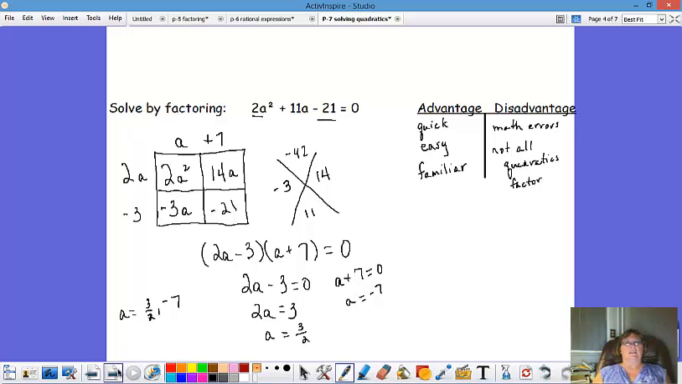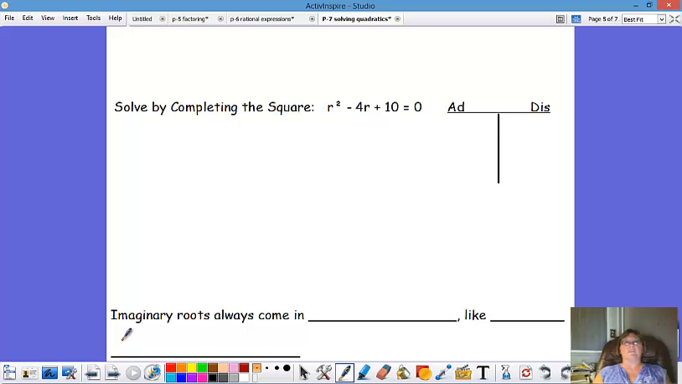So let's take a look at a method that does exactly that, one that does work all the time. And that is called completing the square. You probably learned this method in your Algebra 2 class, but if you didn't, we're going to go through the steps very carefully today and hopefully give good explanations so that you'll know why we do what we do.